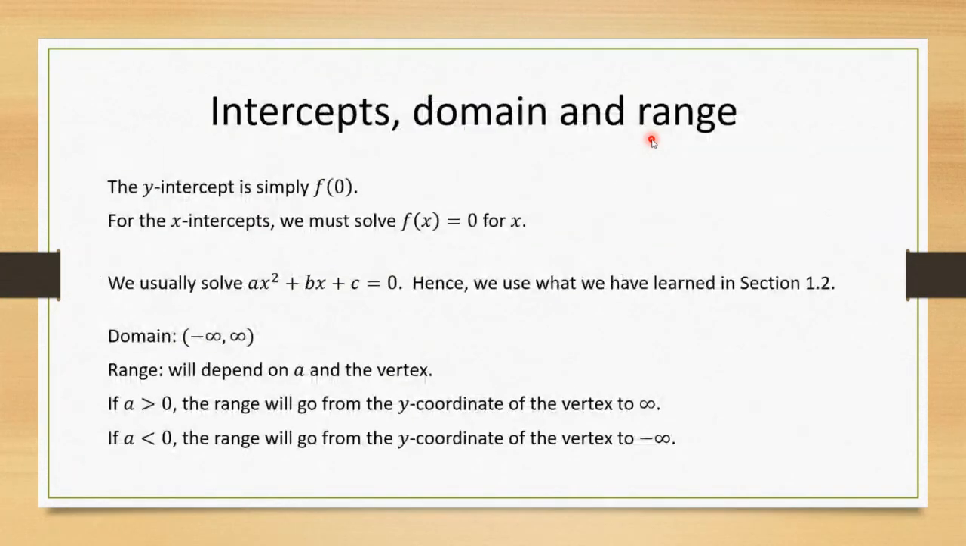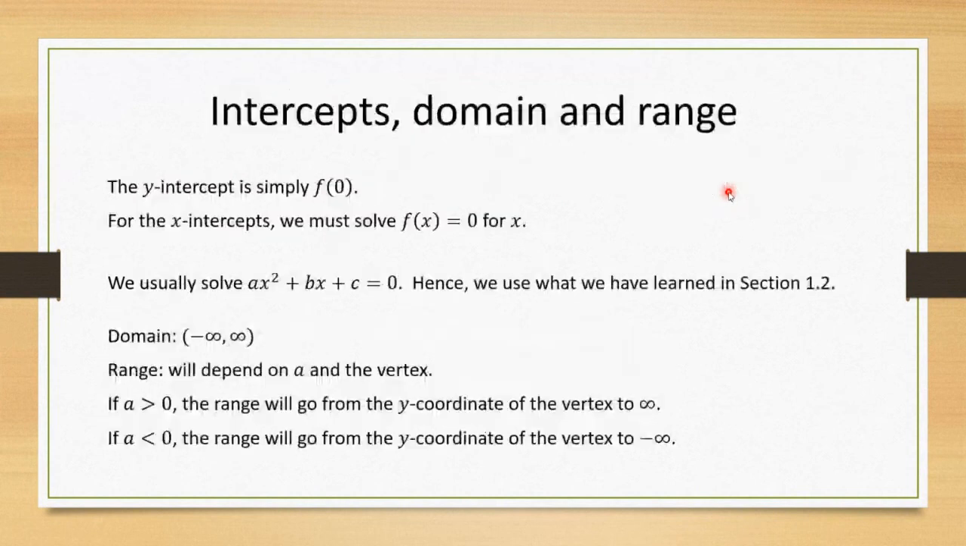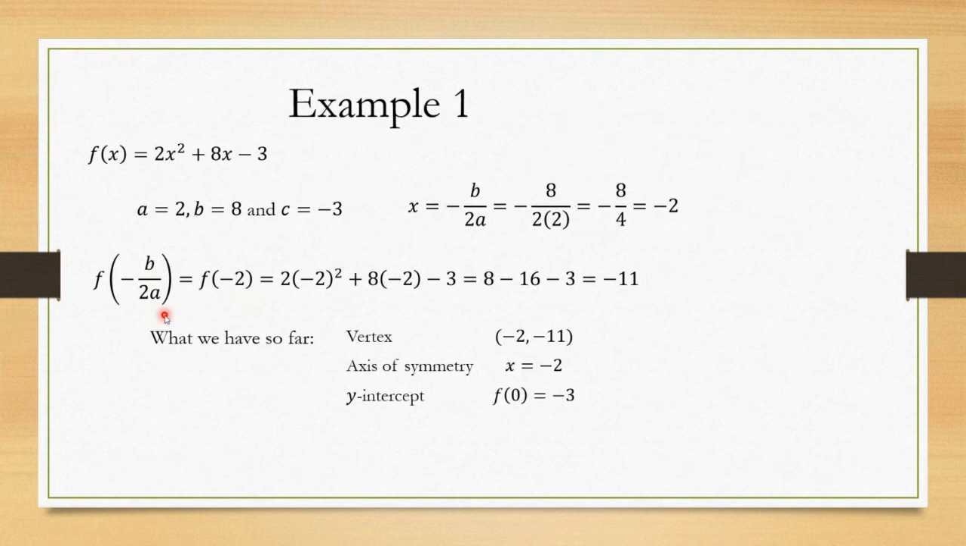But now remember, for the vertex, we have to do f of that as well. We just have the x coordinate, but for the y coordinate, we have to plug it into f, and that's what we're doing here. So f of that is equal to f of negative 2. And you just plug it in directly, you get 2 times negative 2 squared plus 8 times negative 2 minus 3, which of course is equal to 8 minus 16 minus 3, which is minus 11. So our vertex is this point. As you can see, that's our vertex.